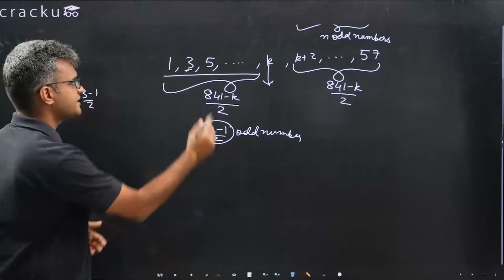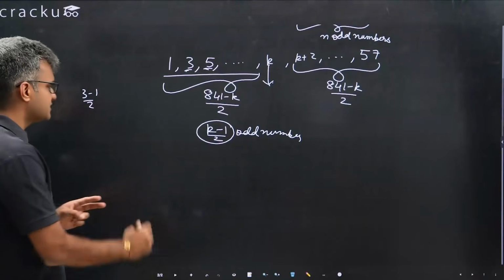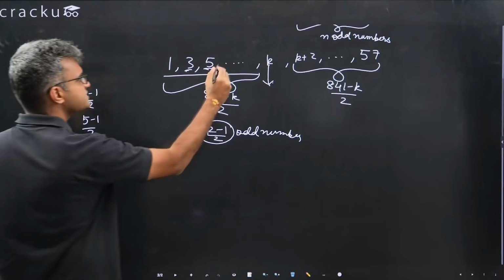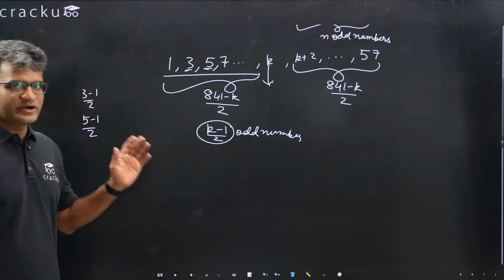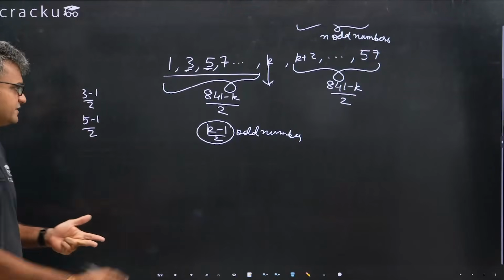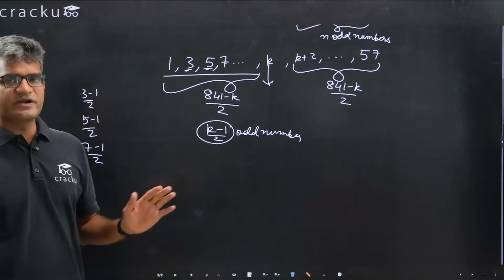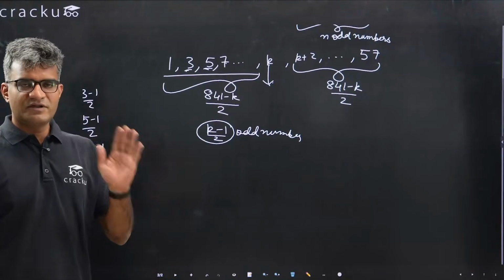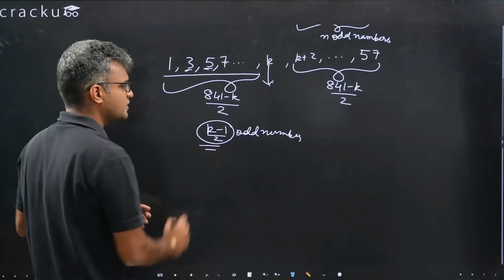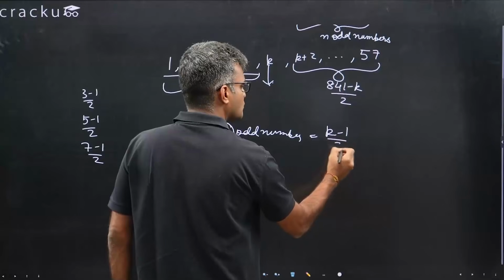How many odd numbers are there before 5? There are 2 odd numbers before 5, which is 1 and 3. That is basically equal to (5 minus 1) by 2. If you are including 7 over here, how many odd numbers are there before 7? There are 3 odd numbers, 1, 3, 5, which is basically equal to (7 minus 1) divided by 2. So the number of odd numbers before k will be (k minus 1) divided by 2. And the sum of the first (k minus 1) by 2 odd numbers is equal to ((k minus 1) by 2) whole square.